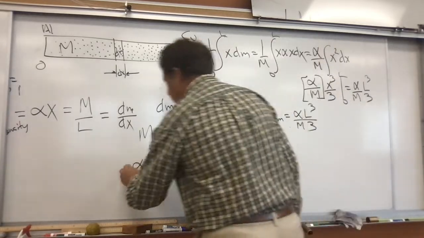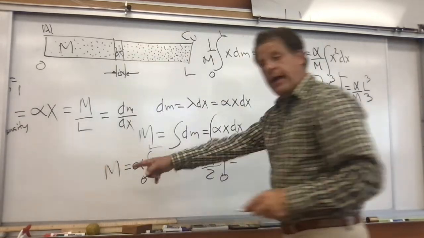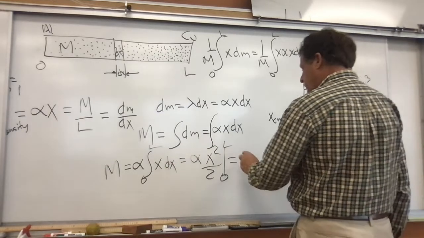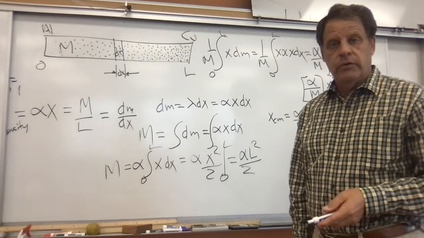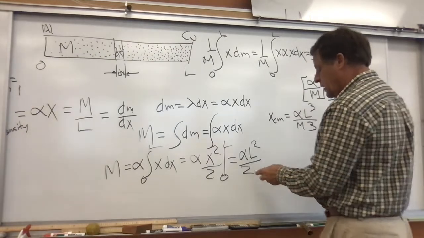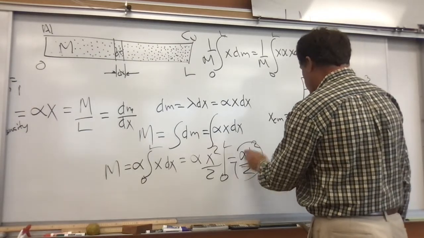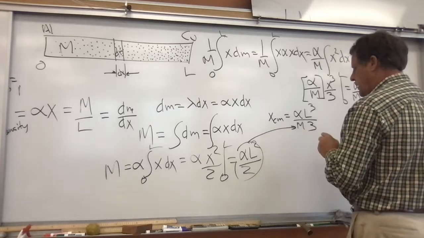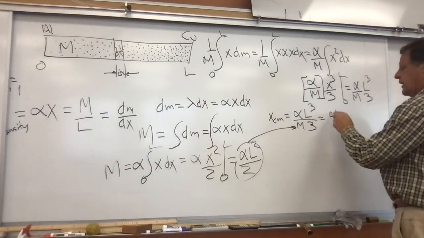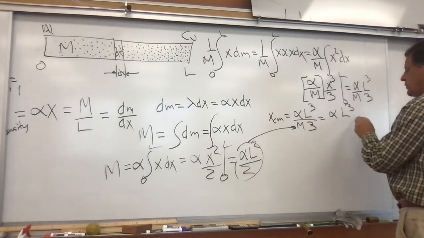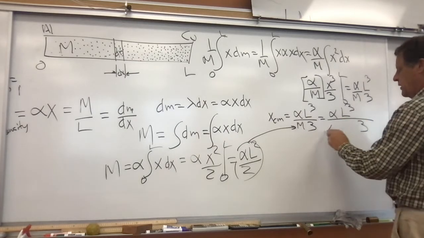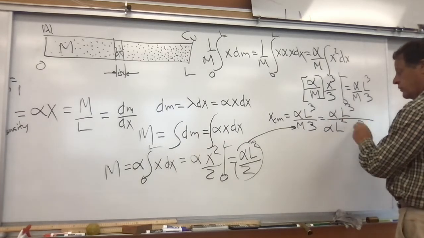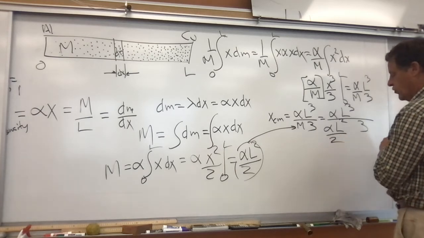So we're going to have m is equal to alpha L squared over 2. So that is going to go in there, and we're going to get alpha L cubed over 3, and our m is alpha L squared over 2.